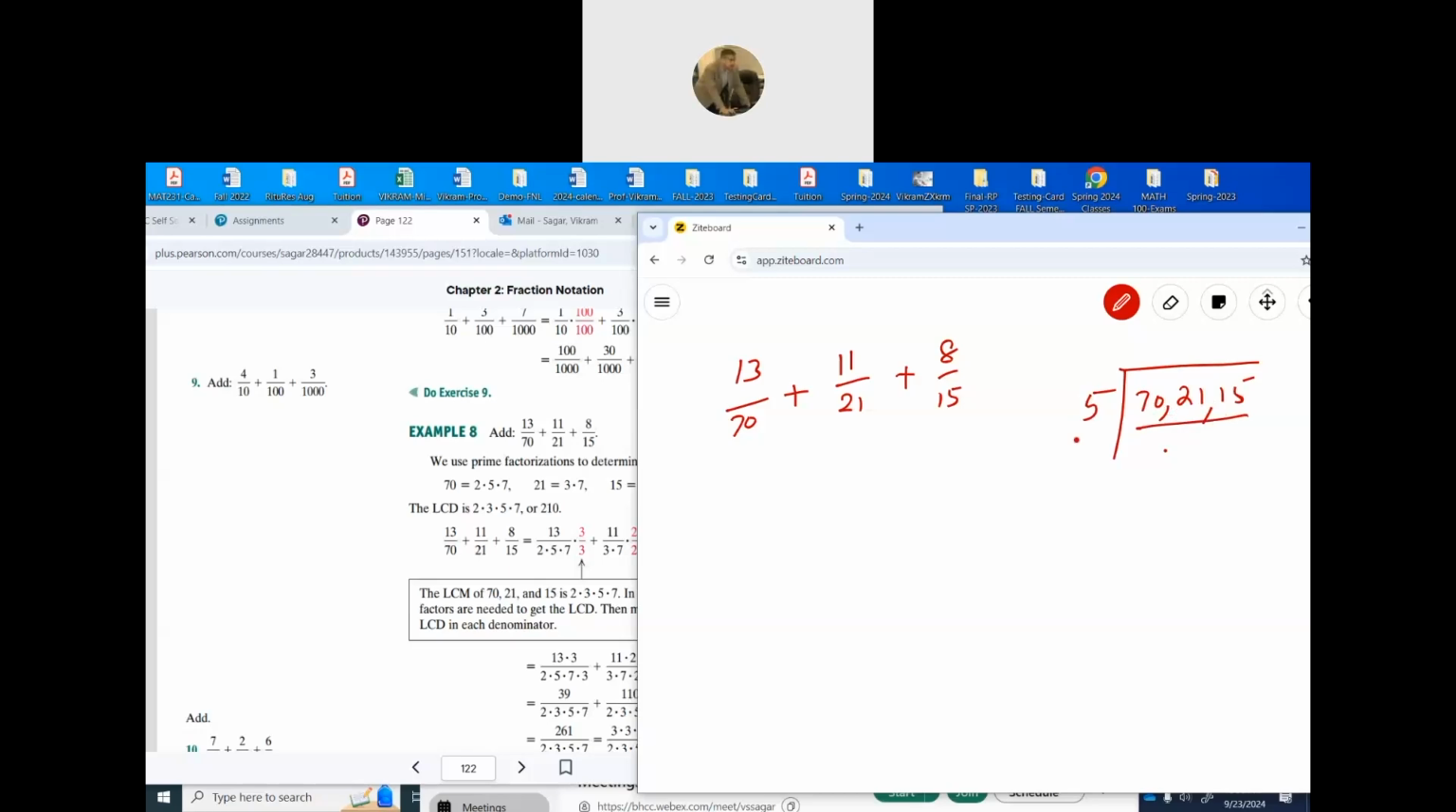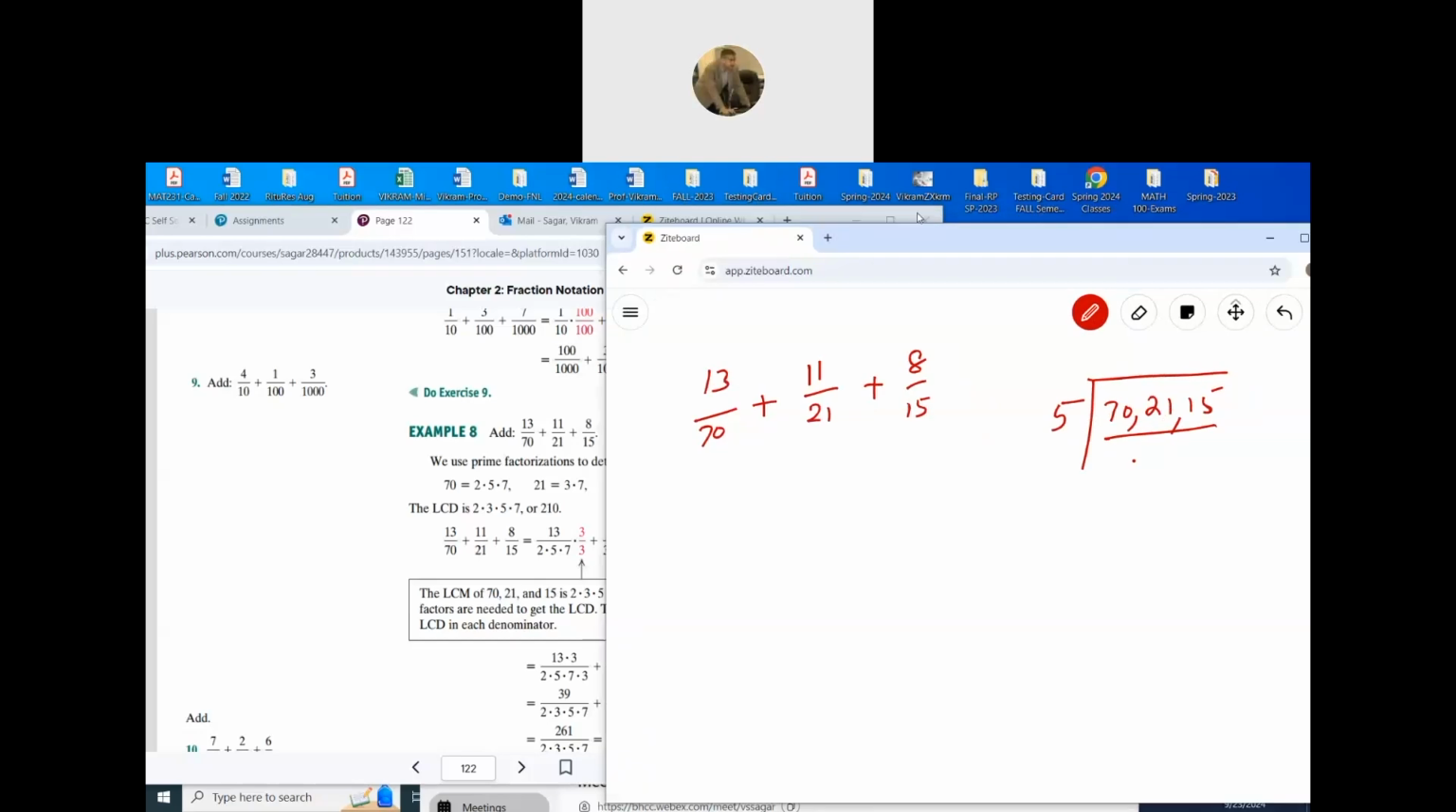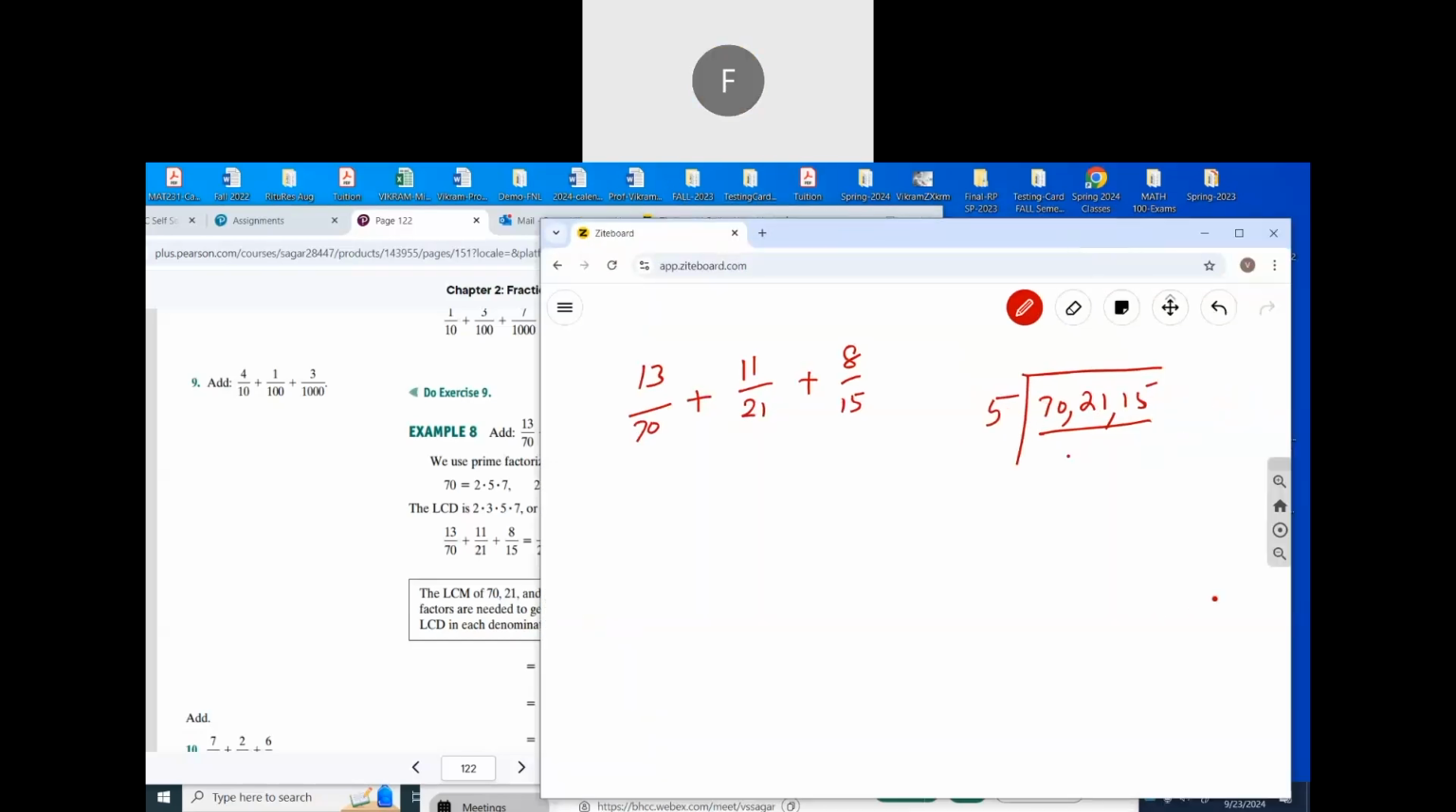You have a calculator. Where's the calculator, please? Anybody have a calculator? Oh, you are sharing your screen. Yes, I'm sharing. Somebody is asking, 70 divided by 5. 14. 14, okay. You could use the calculator, okay.